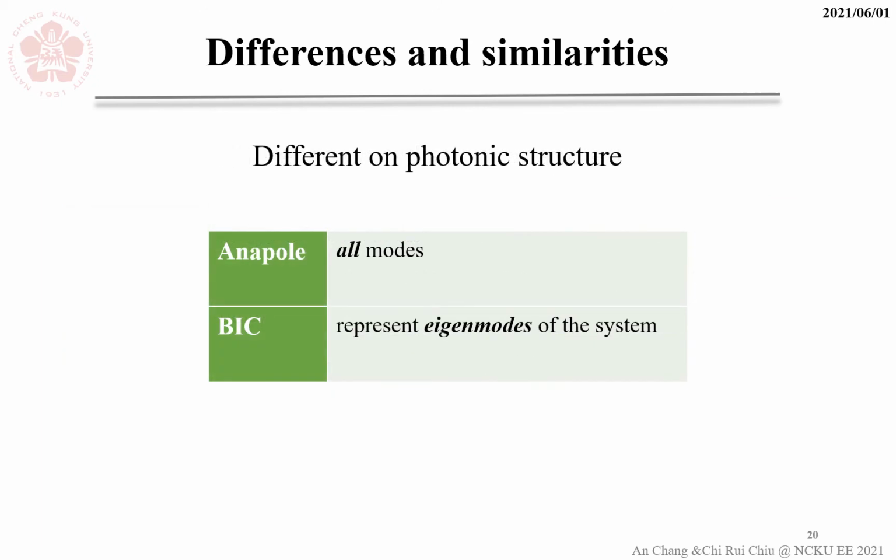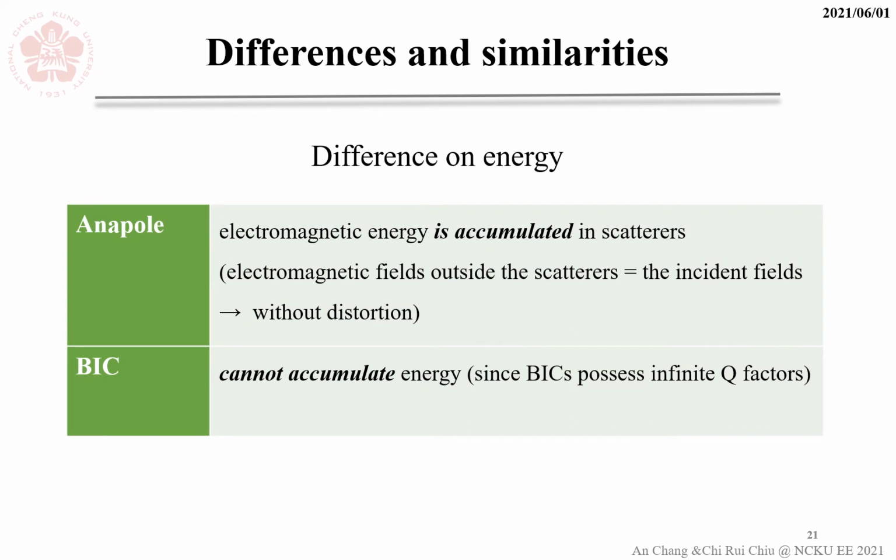Second, for any photonic structures, BIC represents an eigenmode of the system. However, it is not a necessary condition for observation of anapoles. Third, the difference in energy. In an anapole, when electromagnetic energy is accumulated, it scatters, but the total electromagnetic fields outside the scatterer mimic the incident field without distortion. On the contrary, since BIC proceeds in finite Q factors, they cannot couple to radiation channels and accumulate energy when excited from the far field.